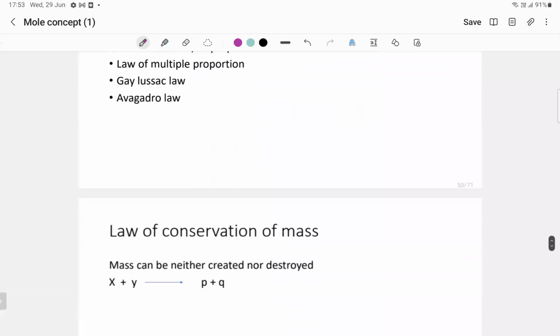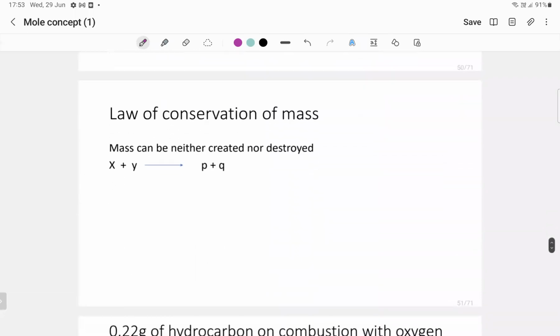So first, we can go to the first law, that is law of conservation of mass. Listen carefully, you need to solve the problems also here. If you understand the concept, it is easy for you to crack the problems. First one is law of conservation of mass. We know the standard and universal statement: mass can be neither created nor destroyed. Which means the total mass present on the reactant side should always be equal to the total mass present on the product side.